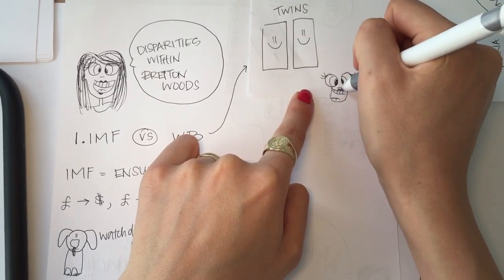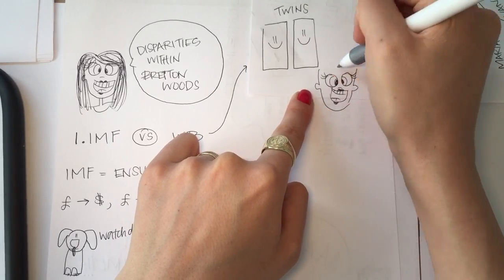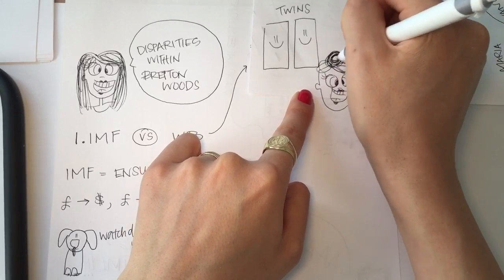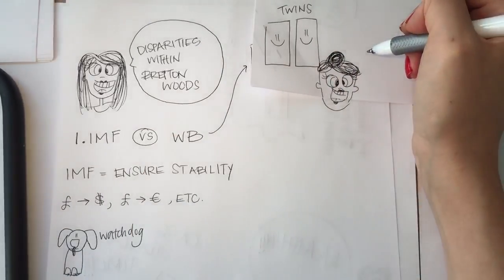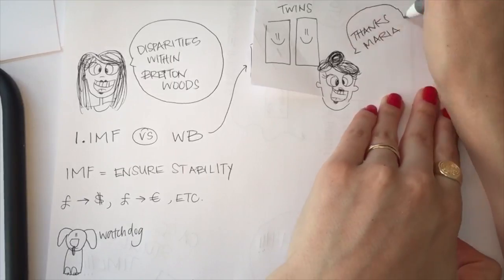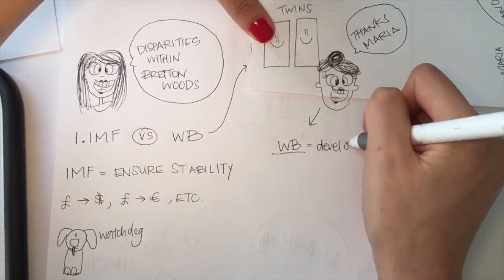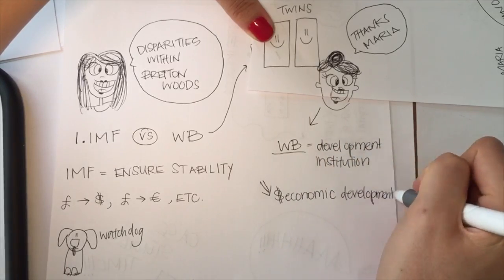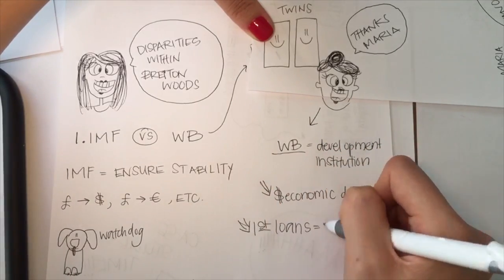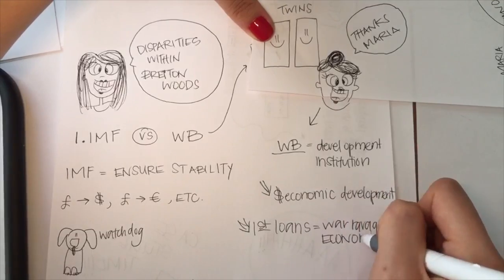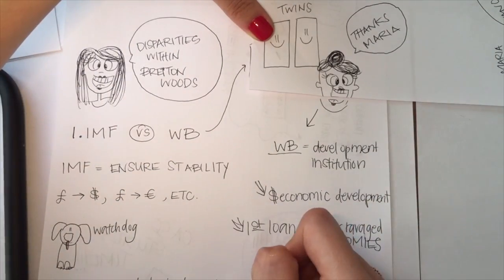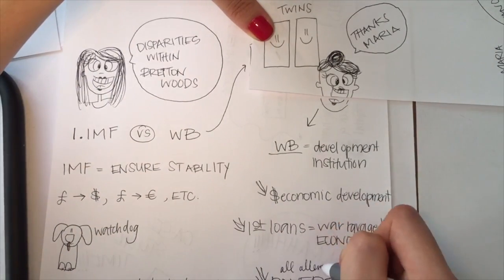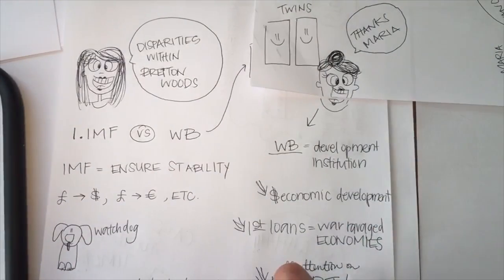Now that we discussed the IMF, Nanor will talk about the World Bank and how it addresses the disparities in development. Thank you, Maria. And now we're going to go into the World Bank. So it is primarily a development institution. It finances economic development. Its first loans were to finance the reconstruction of the war-ravaged economies of Western Europe. But after a couple of years, it turned its attention to assisting the world's poor developing nations.